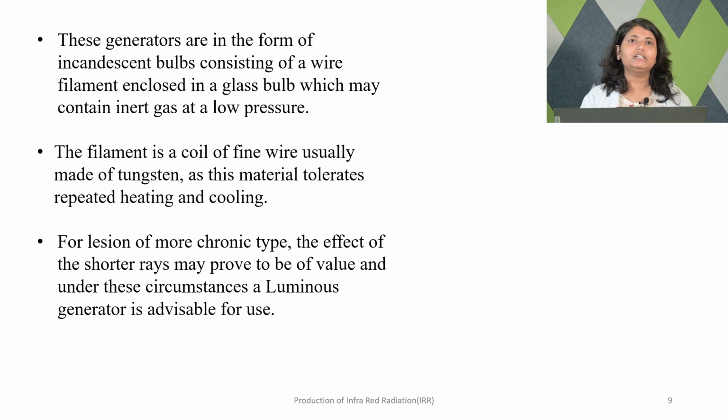So these generators are in the form of an incandescent bulb consisting of a wire filament enclosed in a glass bulb which may contain inert gas at low pressure. So basically the IRR emitted from this lamp is due to the inert gas at low pressure. The filament used in this lamp is made up of tungsten, and it is heated and again cooled. So repeated heating and cooling is required to produce IRR in the luminous generator. For that, tungsten material is suitable.